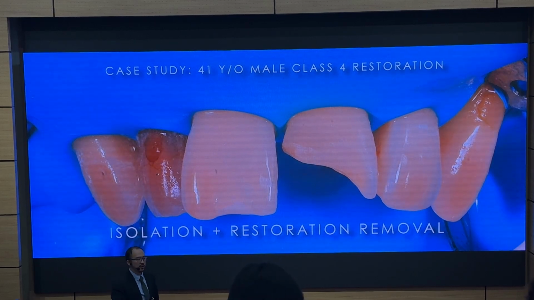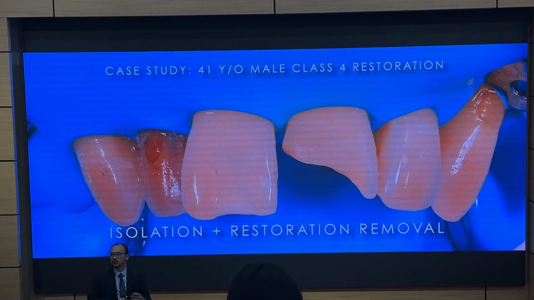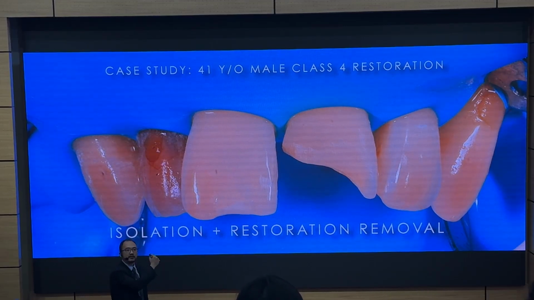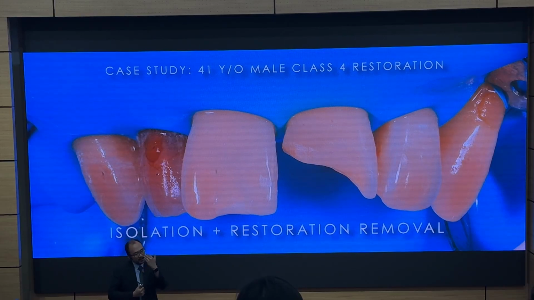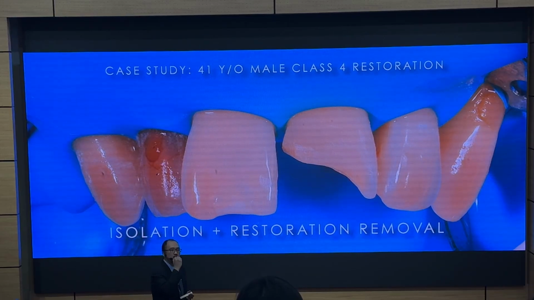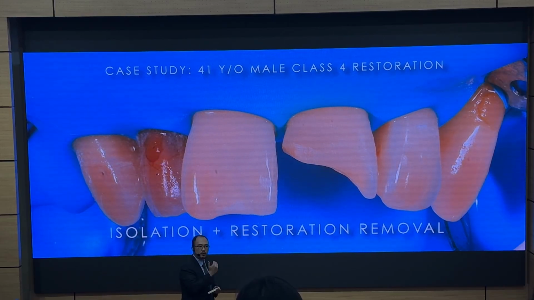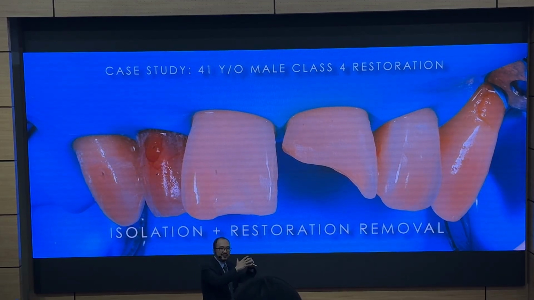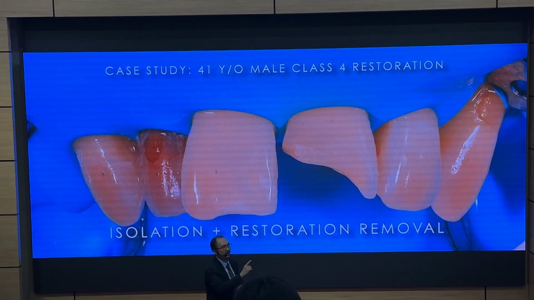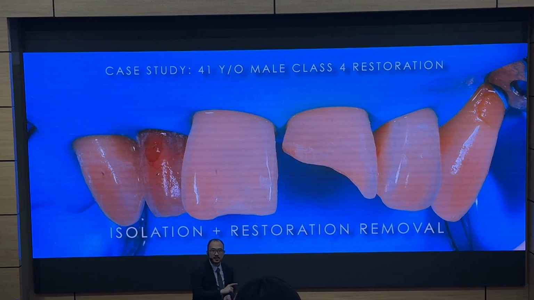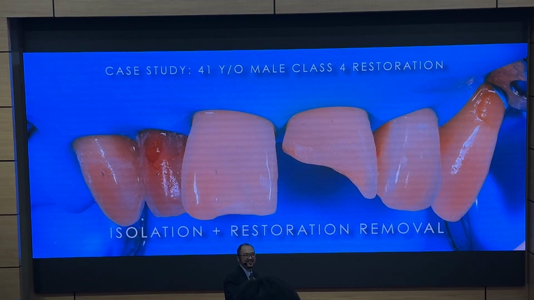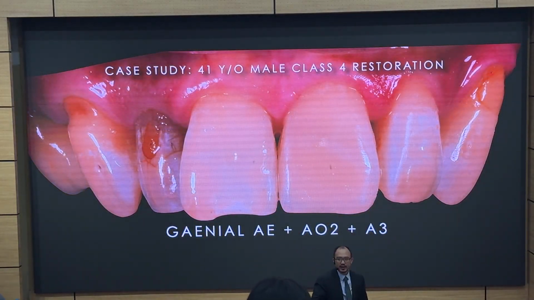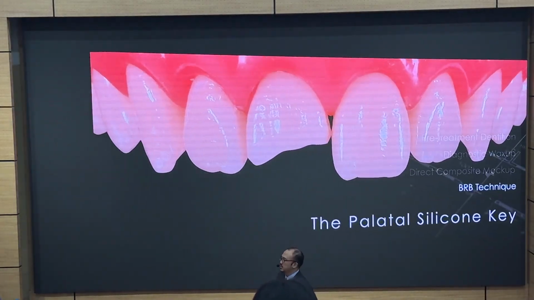Let me ask you a question. How many times have you done a class 4 restoration, and after the filling is done, you can see a white line? The reason why you get that white line is because you are bonding on unsupported enamel. When you bond on unsupported enamel, it delaminates and you end up with that white line. And you will see a lot of cases where I made that mistake later on. This is AE, AO2, A3. Alright? It's always these few cases.